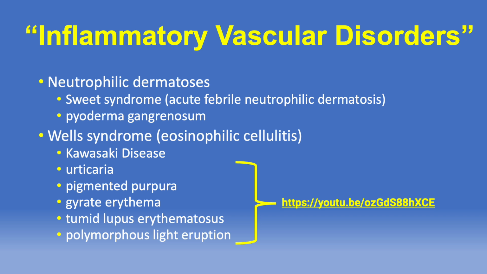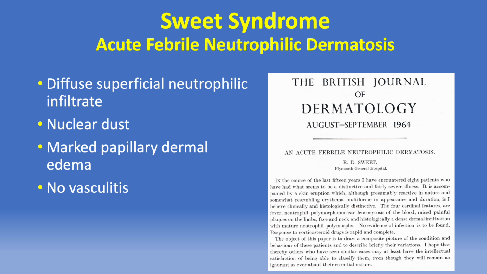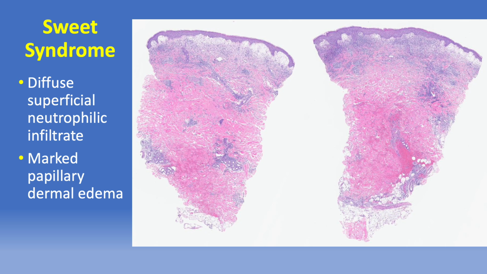In my humble opinion, the key clinical and histopathologic features of Sweet syndrome are conveyed quite well by its synonym, acute febrile neutrophilic dermatosis. Histologically, we see a diffuse, superficial dermal neutrophilic infiltrate with nuclear dust and characteristically marked papillary dermal edema in the absence of vasculitis. The marked papillary dermal edema, readily apparent from scanning magnification, evokes a fairly short and specific differential diagnosis.